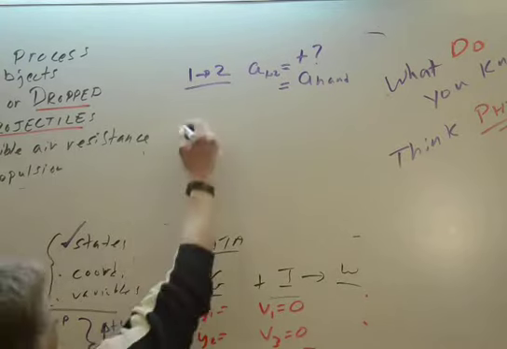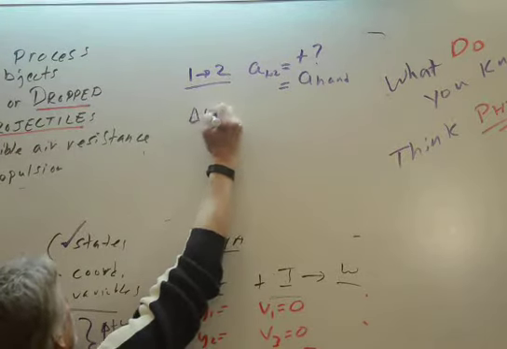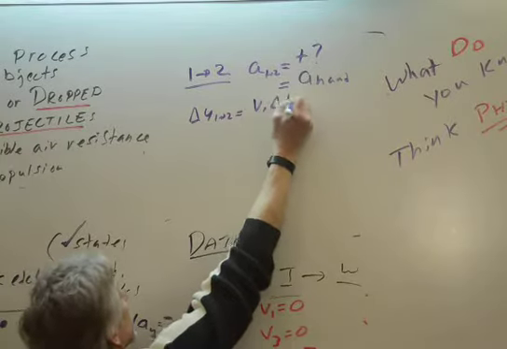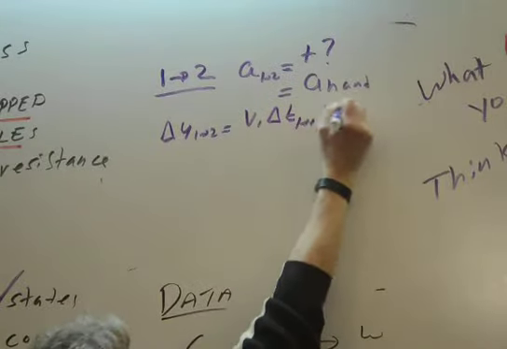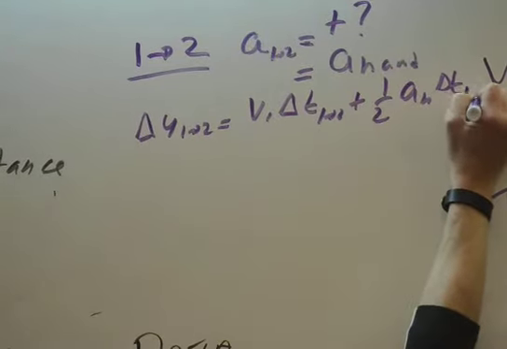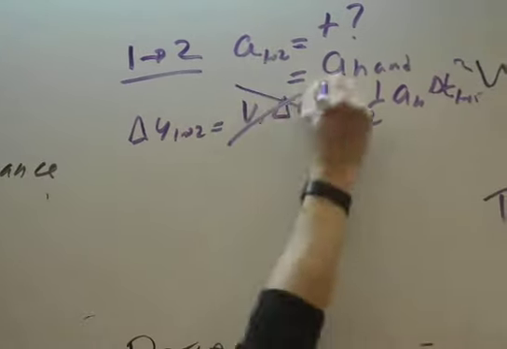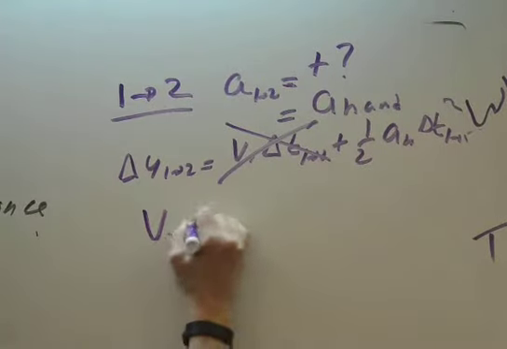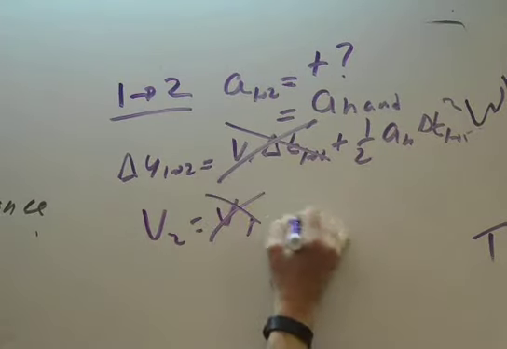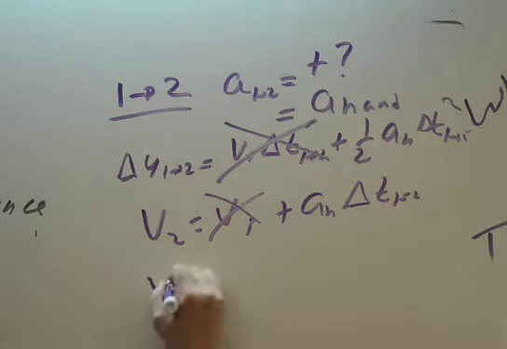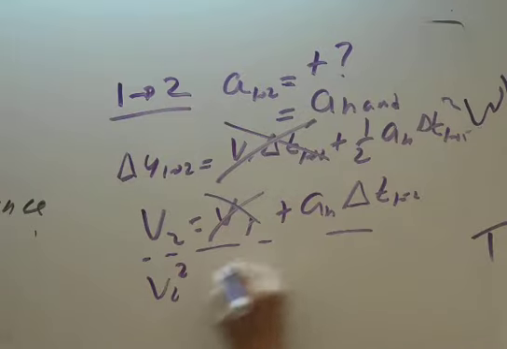Okay, and then I go like this. Delta y from 1 to 2 is equal to V1 delta t from 1 to 2 plus 1/2 a-hand delta t from 1 to 2 squared. That's cool. V2 is equal to V1, that's 0, plus a-hand delta t from 1 to 2.